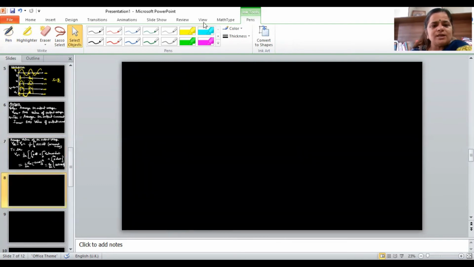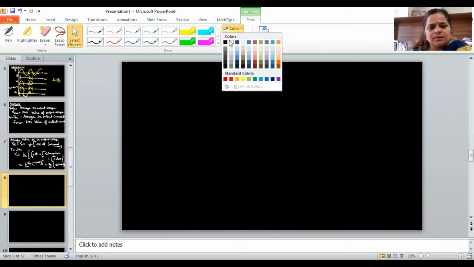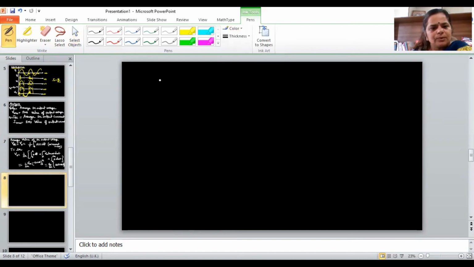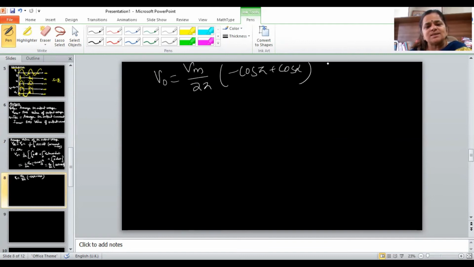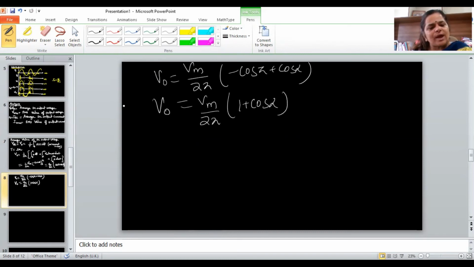So when I solve it, finally I am going to get V0 is equal to Vm upon 2 pi. I got minus cos of pi plus cos of alpha. Now cos pi is minus 1 and 1 minus is already there. So I am going to get Vm upon 2 pi, 1 plus cos of alpha. So this is the value of average output voltage VDC or V0, the average value of output voltage.